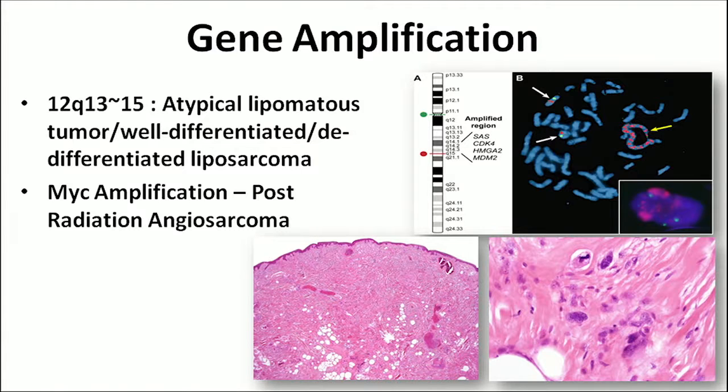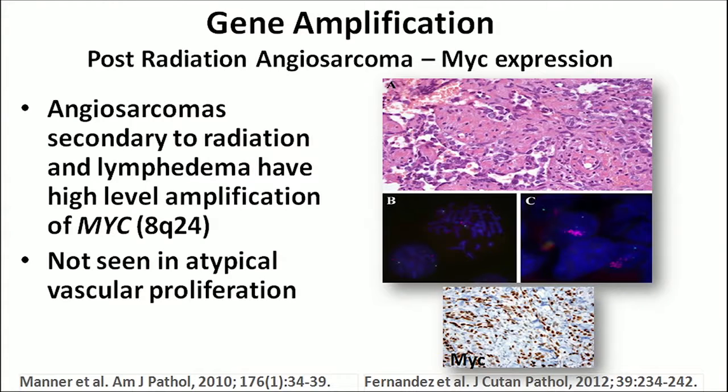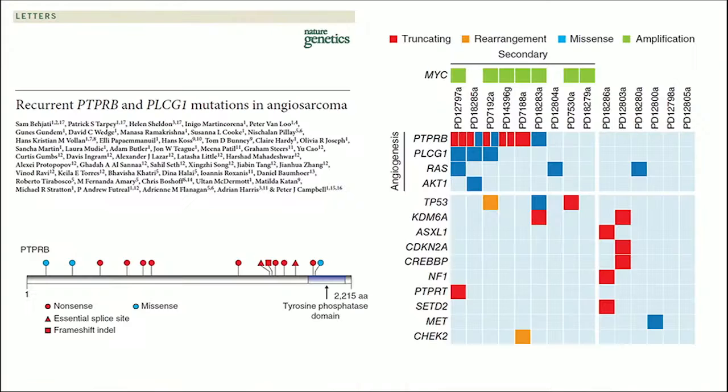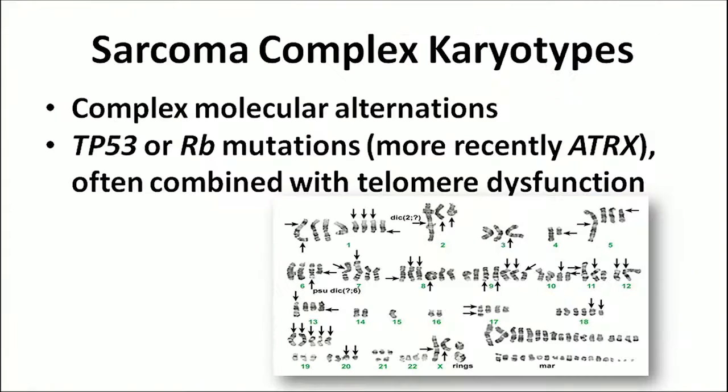In fact, there's a really good article coming out in the next couple of months. I think it's already online, just discussing the clinical correlates of those in liposarcomas. Then for gene amplification, we can also see MYC amplification in the post-radiation angiosarcomas, where this is sometimes helpful diagnostically. We also know that there are other mutations in the VEGF pathway that are important in angiosarcomas as well, and occur particularly in the sarcomas associated with the post-radiation setting.